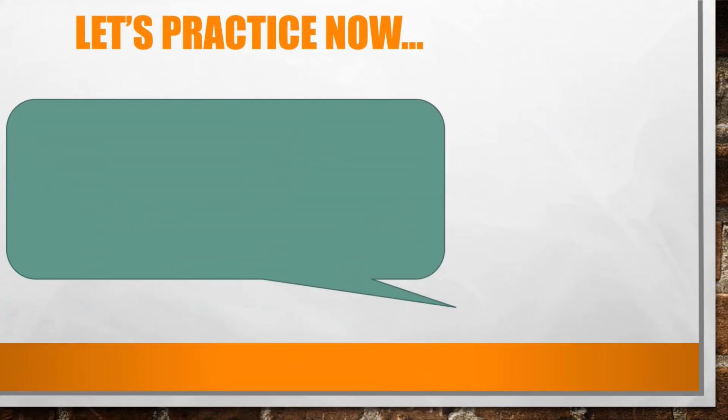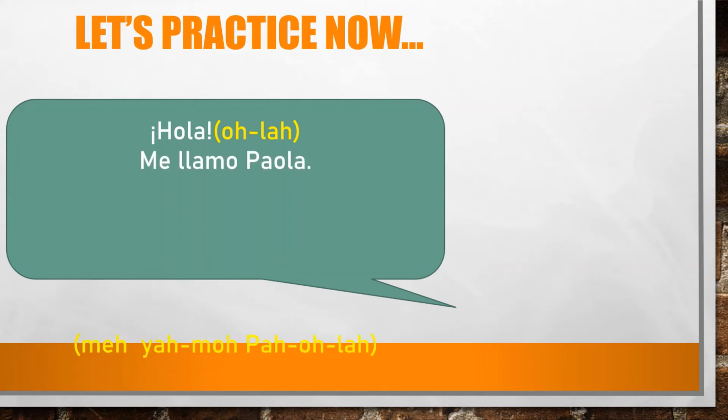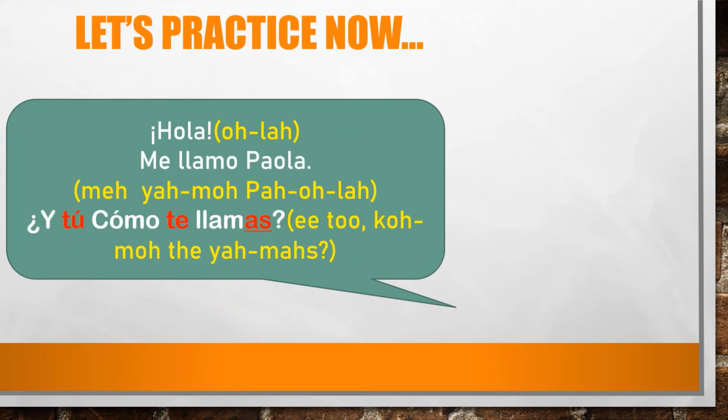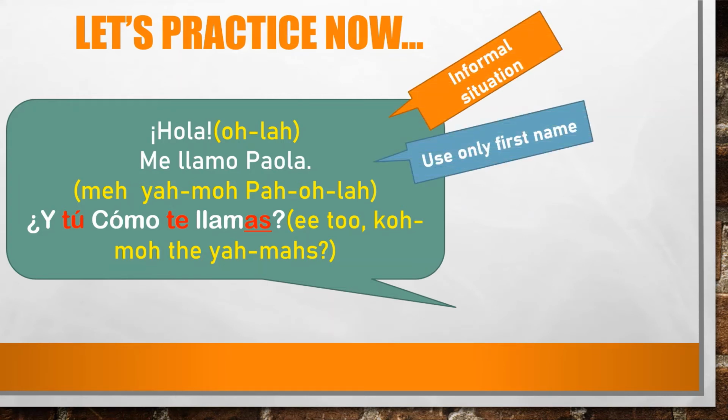So in an informal situation, it's much easier. So you would simply say, Hola, me llamo Paola. ¿Y tú cómo te llamas? So in an informal situation, you only have to use first name. Simple. Now, like in English, in Spanish, after you meet someone, you would usually ask, how are you?